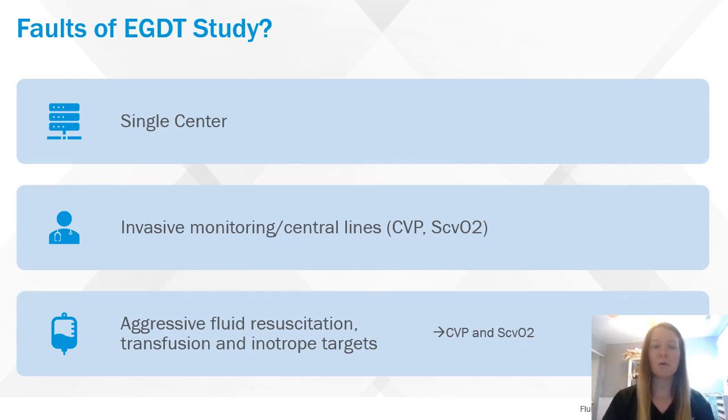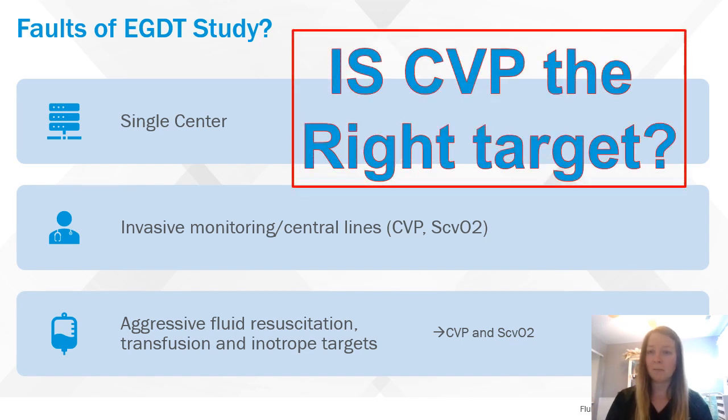But first, I just want to go over some faults and point out a few things in this EGDT study. So first of all, it was a single center study. Second, they used a lot of invasive monitoring, meaning during this study, they had to put central lines in every single patient. And third, most importantly, they had a lot of aggressive fluid resuscitation and transfusions and inotrope targets with CVP and SCVO2. So a lot of patients were receiving too much fluid because they were looking at CVP.